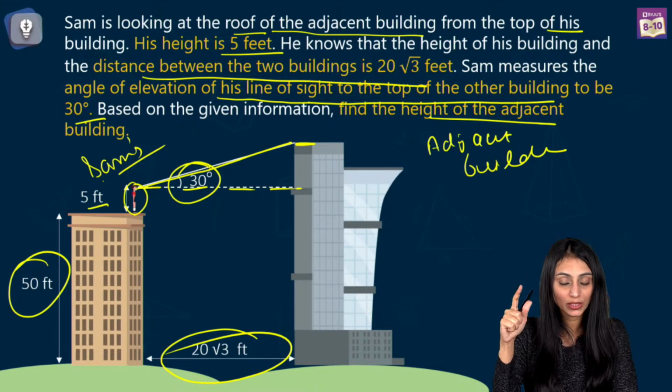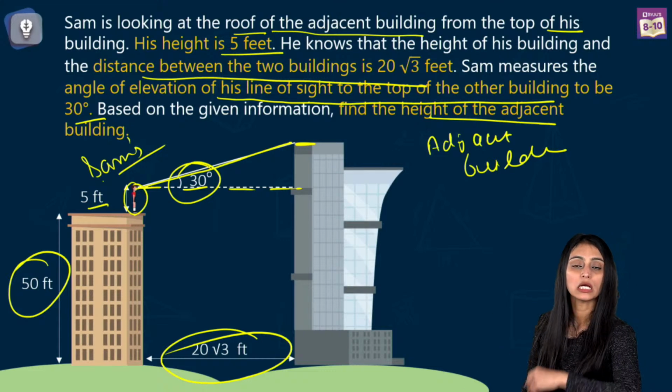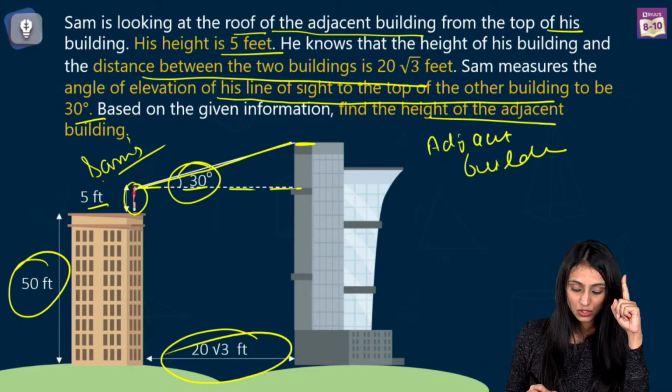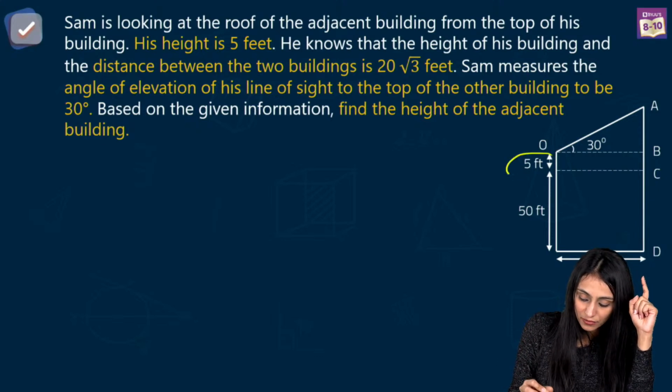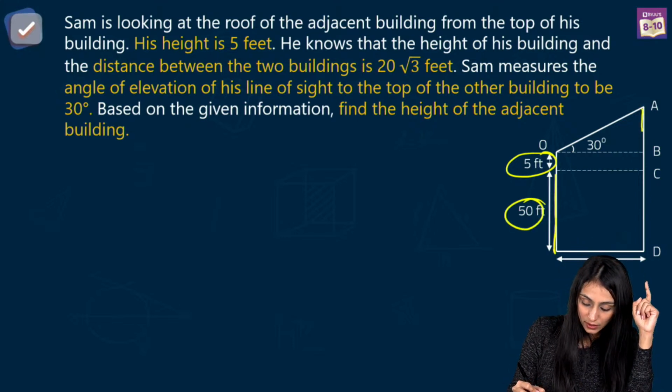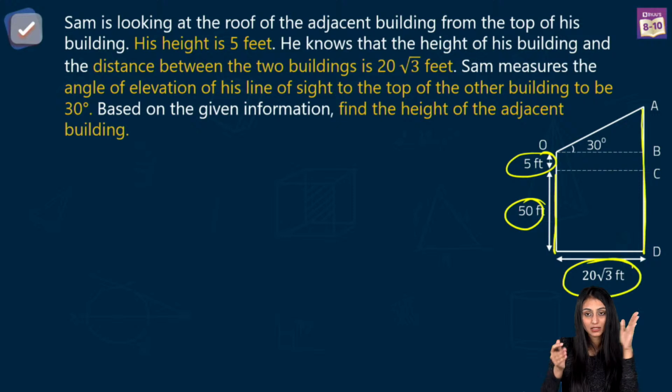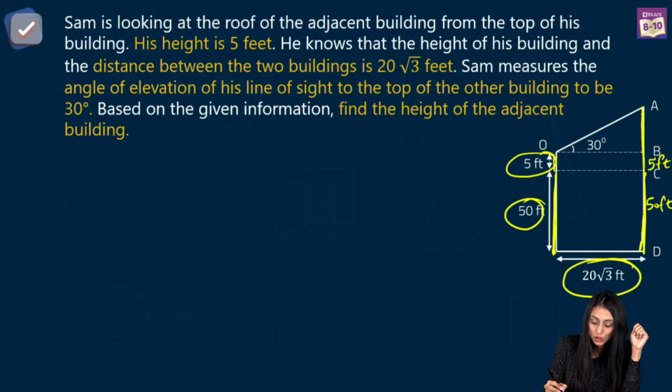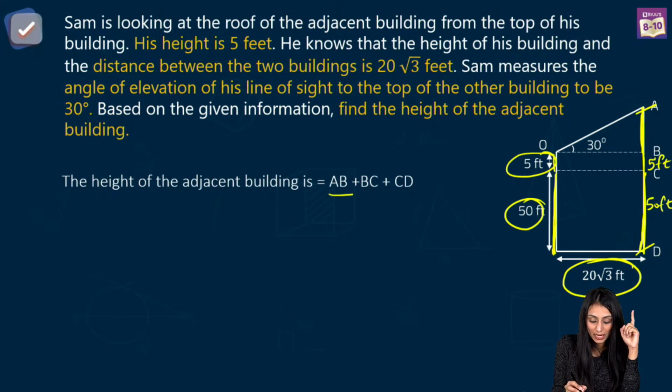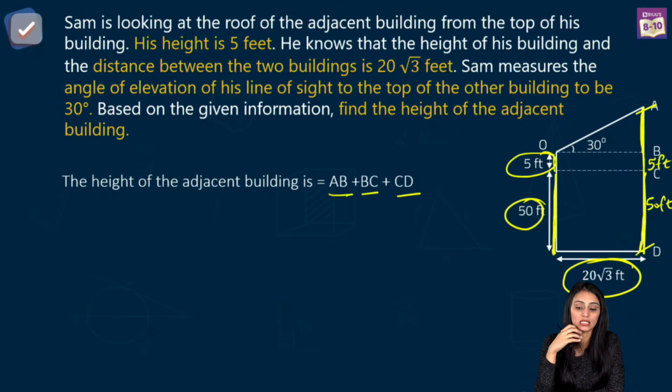Now, if you remember, I told you in the beginning that these are 3D objects. So, we will consider them as straight lines, right? So, this is Sam's height, 5 feet. This is Sam's building height, that's 50 feet. This is the height of the other building, the adjacent one. The distance between the two buildings is 20 root 3 feet. So this over here is 50 feet, so this CD will also be 50 feet. Lines are equal and parallel, right? This is 5 feet, that's Sam's height, so this BC will also be 5 feet. I do not know AB. I'll have to find out AB to get the complete height of the building. That's AD. The height of the adjacent building would be AB plus BC plus CD. I hope this much part is clear to everyone.